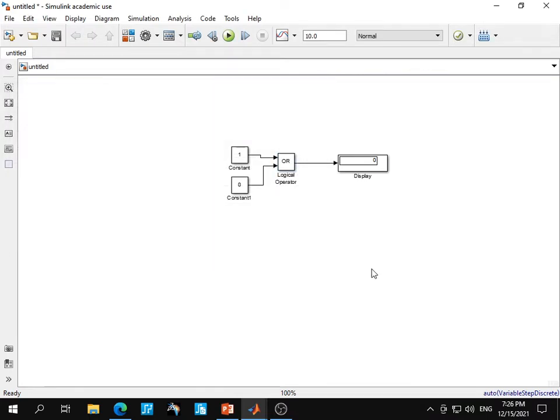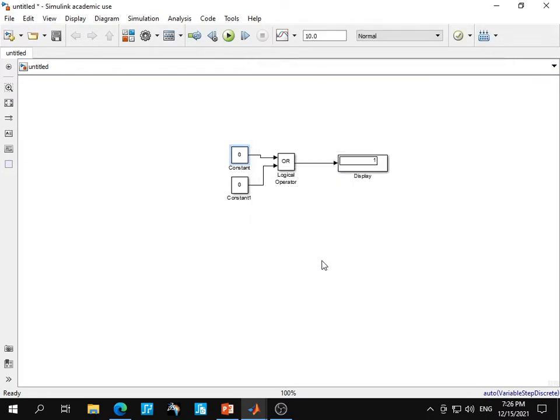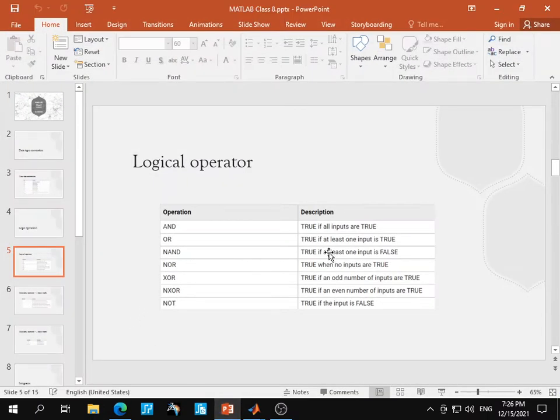As for OR, if one of them is true, then it will return true. It will only return false if both of them are false. And an AND.